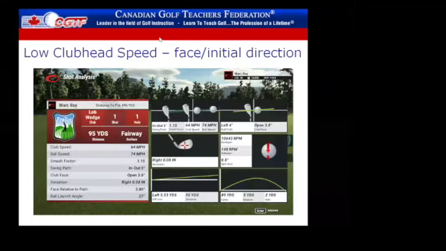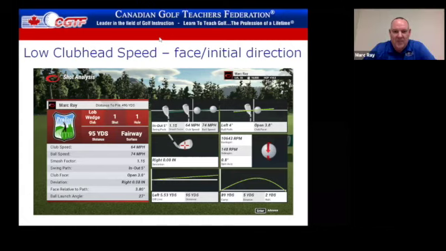So this is a low club head speed, and this is back to my spin and wedge, but it's still got a low club head speed. So the initial direction is off target right away because of a slower golf club, versus having a lot of side spin on it, again because there's less club head speed.